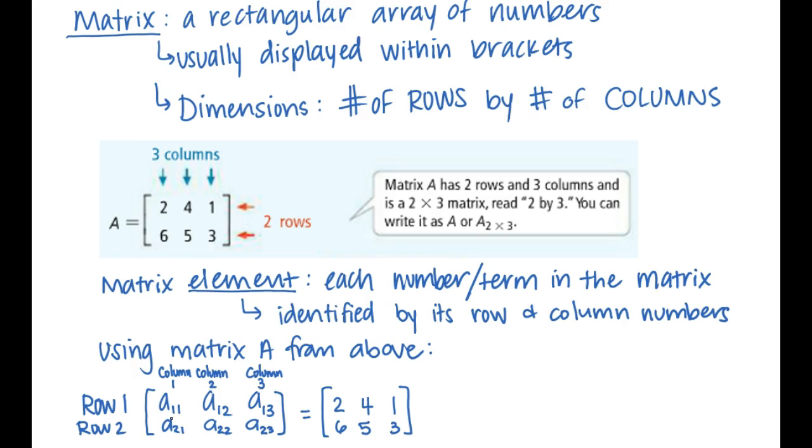So you can see in the first term we have A11, that's because it's in the first row in the first column. And then in the second term we have A12 or A sub 12, and that is row 1 and column 2, etc. So now I'm just going to rewrite all of the terms of the matrix from above and name them with each of their corresponding row and column numbers. So based off of the matrix A that we have above, the first term A sub 11 is equal to 2, A sub 12 is equal to 4, A sub 13 is equal to 1. You could also name them by saying A row 1 column 1 equals 2, A row 1 column 2 equals 4, A row 1 column 3 equals 1, etc.